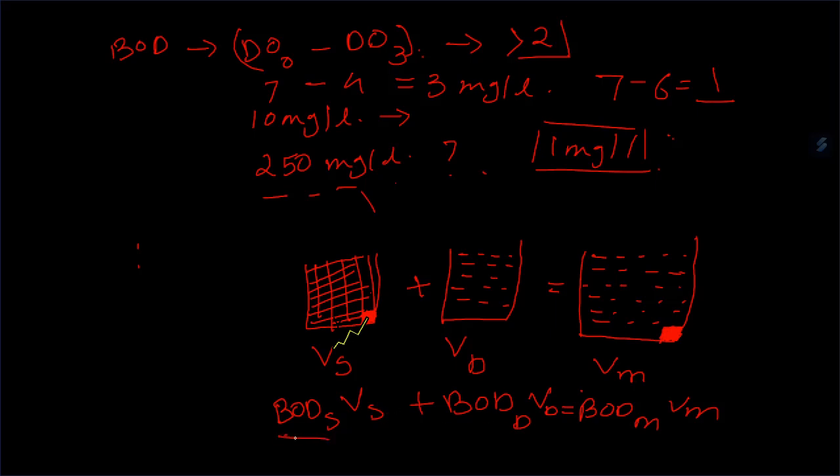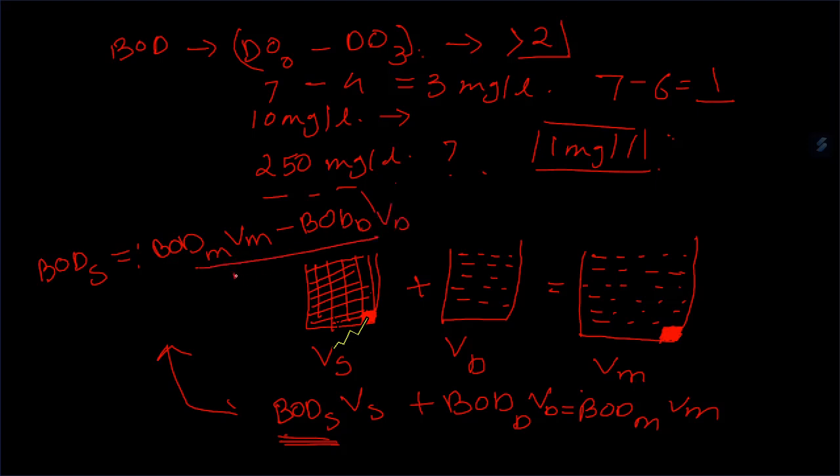And what I am interested in is finding BODS. So now it becomes simple. I am writing the equation here now. So BODS, which is what we want to find, will be equal to BOD M Vm minus BOD D into Vd, upon Vs. Now this is my working formula, which I can use when I am trying to find out the BOD of a very bad water quality.